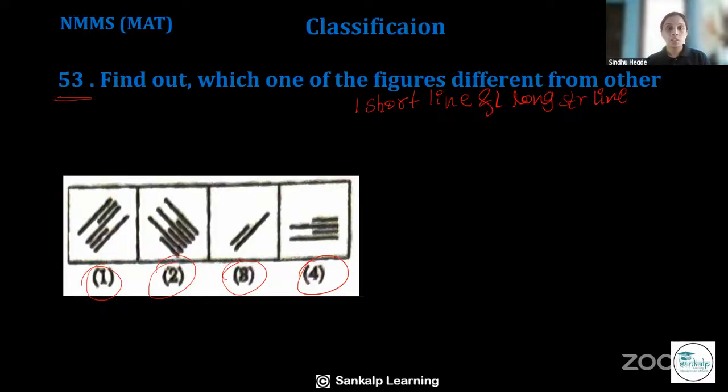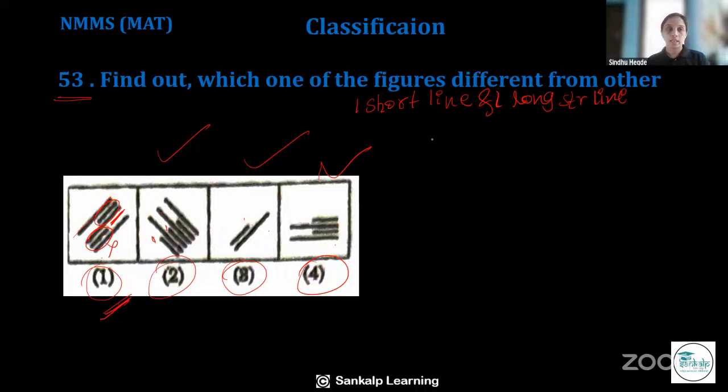Here, properly they are arranged alternatively. Short, long, short, long, short, long. It follows. Here also, short, long, short, long. But in image 1, the arrangement symmetry does not match because it is long, short, long, short, and then long. Here also this does not follow the symmetry properly. The short line should come here, not here. This one is in the wrong position.